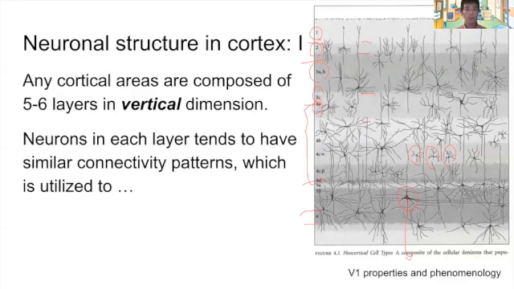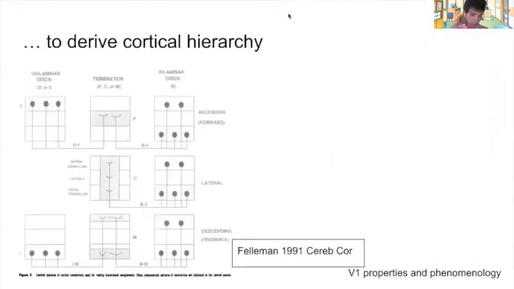But the important thing is that within each layer, neurons tend to have similar connectivity patterns with respect to neurons in other layers or other cortical areas, and that leads to the notion of the hierarchy of the visual cortex, as I explain next. So this is a very important concept in vision science called the cortical hierarchy. It was proposed by Felleman and Van Essen roughly 30 years ago.